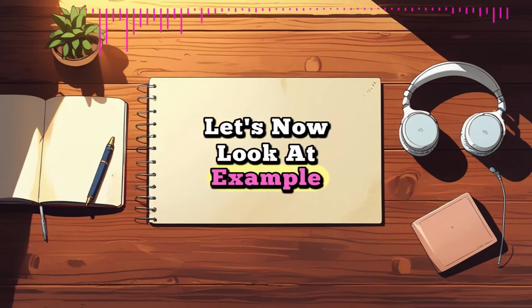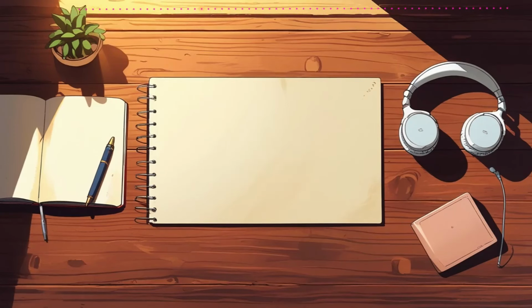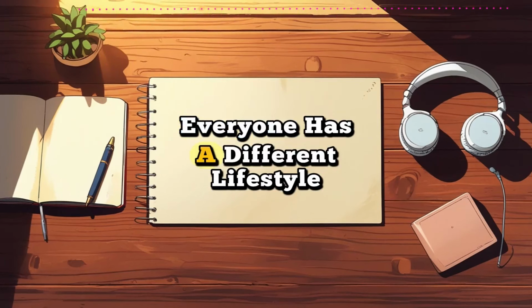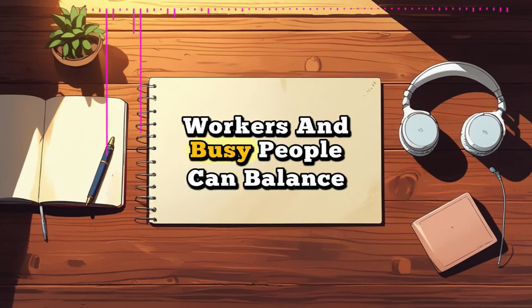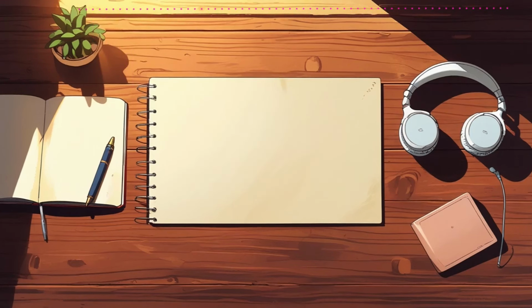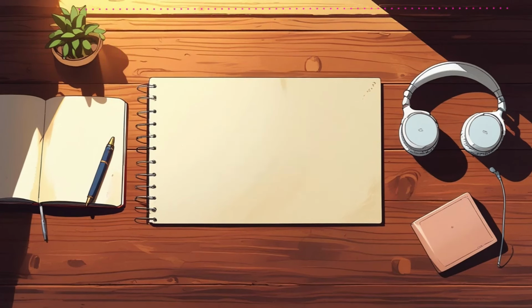Let's now look at example schedules for different learners based on their daily lives. Example schedules for different learners. Everyone has a different lifestyle, so let's see how students, workers, and busy people can balance input and output in their daily routines. 1. English learning routine for students.